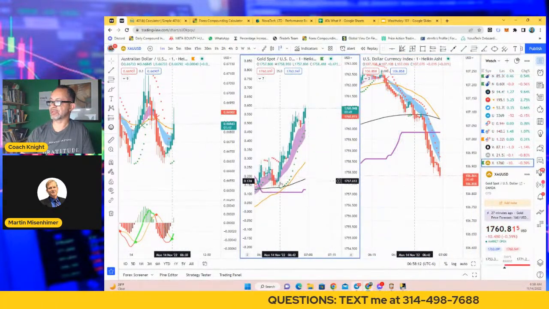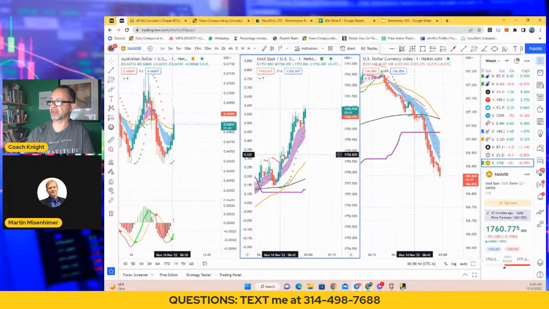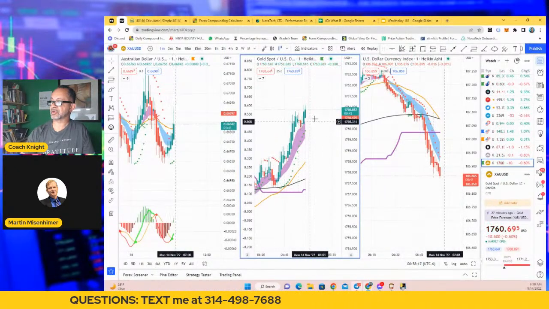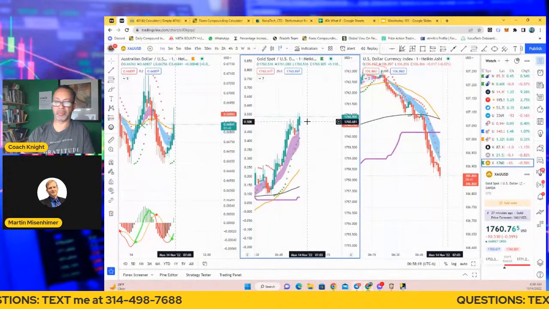Now, does it continuously go up? No, you can see some sellers jumped in the market. Sellers jumped in the market, and this is part of trading. So you could open a trade here.